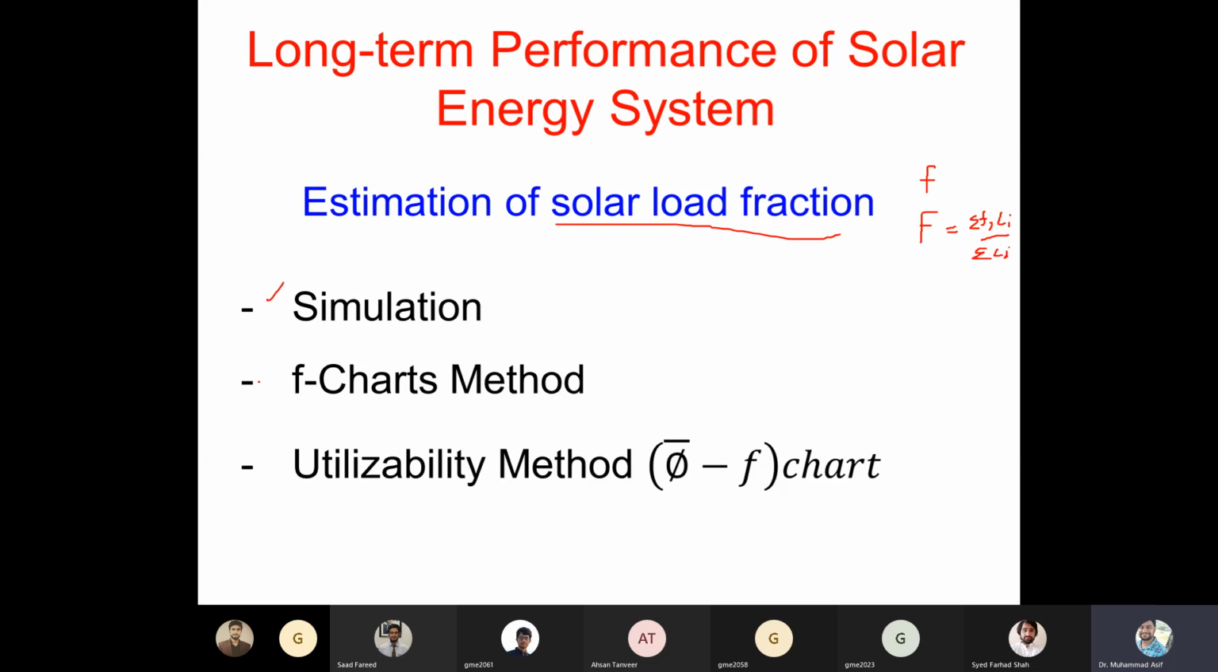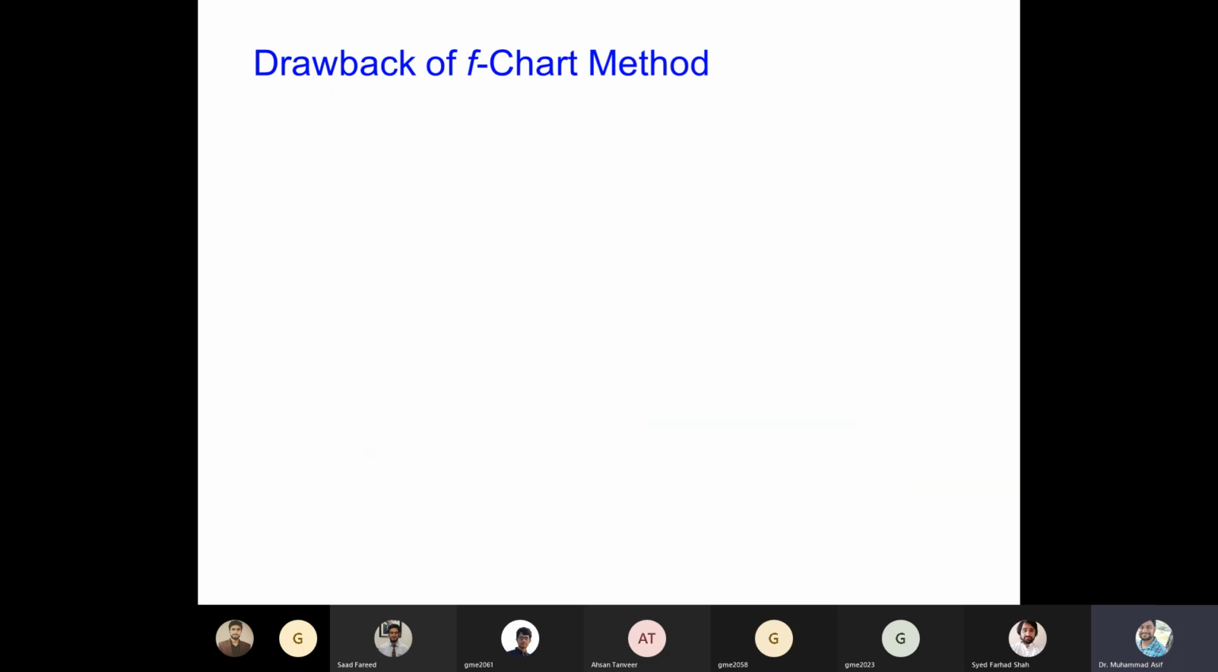And we have discussed the simulation method, the F-chart method. So the remaining one is the utilizability method. It is also called the phi-bar F-chart method. So let's start with the utilizability method. To discuss this method, we first need the concept of phi. What is phi? I mean the utilizability, right?